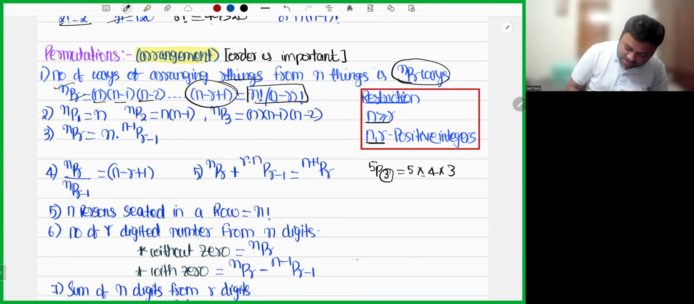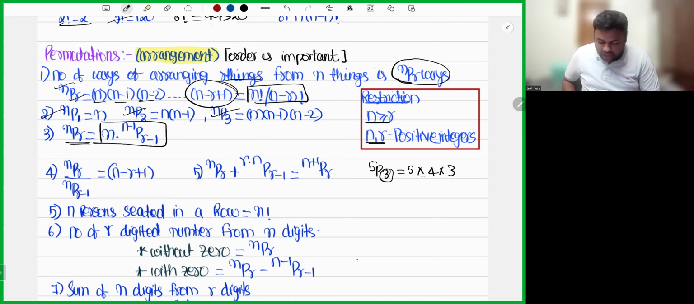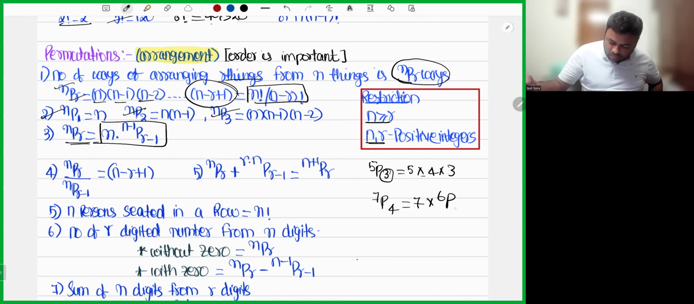Next, nP1 we have discussed that it is n. nP2 is n into (n minus 1). nP3 is n into (n minus 1) into (n minus 2). Next, nPr can also be written as n into (n minus 1)P(r minus 1). Like I am having 7P4. 7P4 can also be written as 7 into 6P3. Both you will get the same answer. They are just an alternative mode of presentation. That's it.